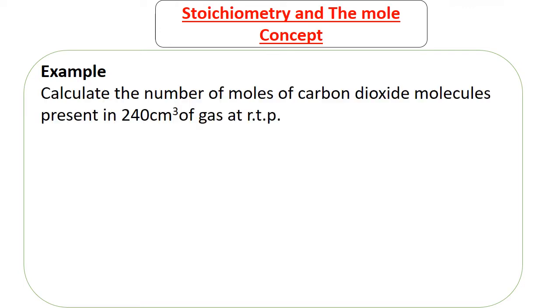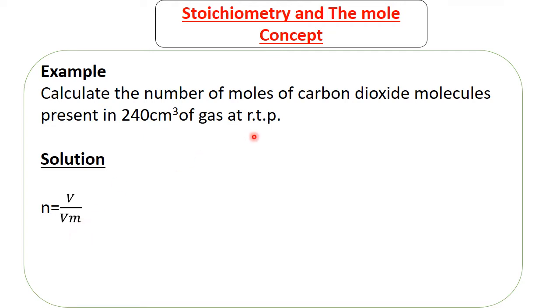Let's take a look at an example. Calculate the number of moles of carbon dioxide molecules present in 24 centimeter cubed of the gas at RTP. They want us to determine the number of moles of carbon dioxide if its volume is 24 centimeter cubed. This is very simple. We just use proportionality here. Actually, I'll just use our formula. Number of moles is equal to volume over molar volume. We're looking for number of moles. The volume we have been given. What is needed is the molar volume, which we know.